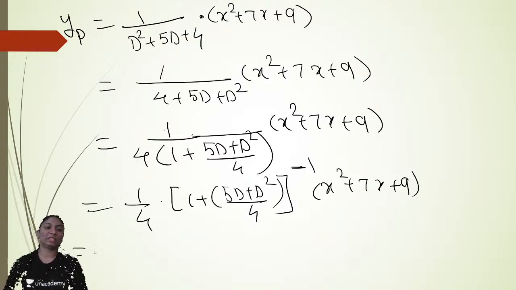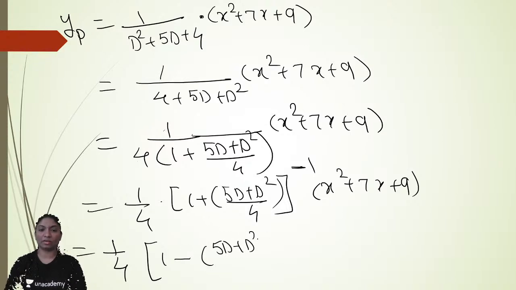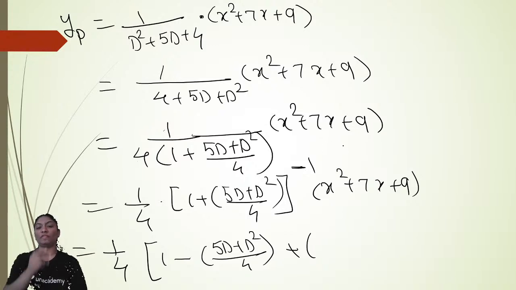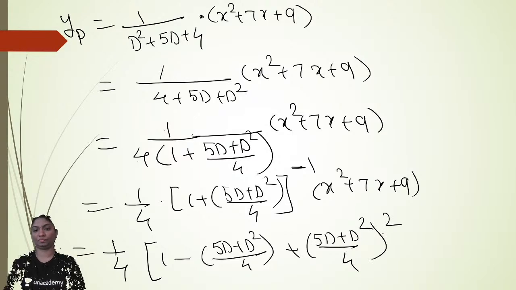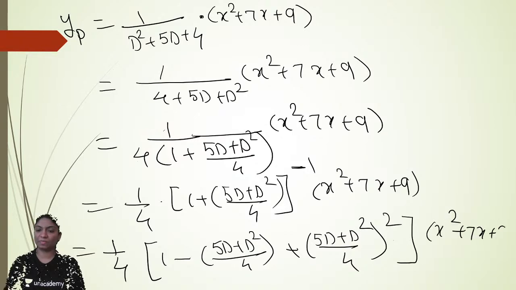So we can expand 1 by 4 into (1 minus z), so that is (5D plus D square) by 4, plus, now we will expand up to the highest power of x. Here the highest power of x is m is equal to 2. So we will expand up to 2. So ((5D plus D square) by 4) raised to 2, and minus and so on. We will keep as it is here x square plus 7x plus 9.